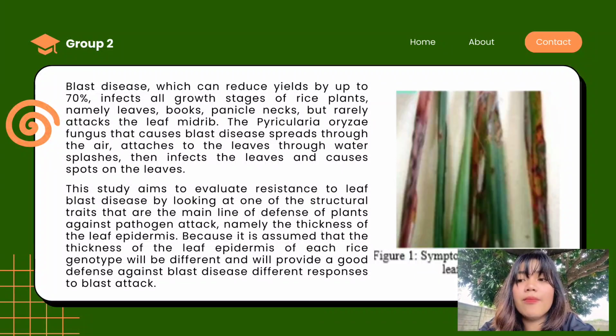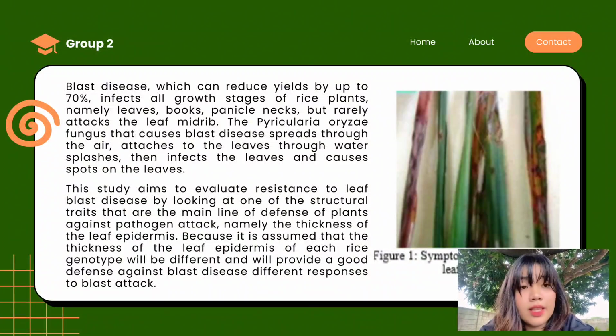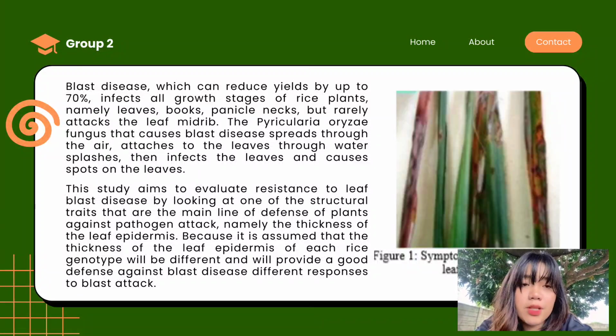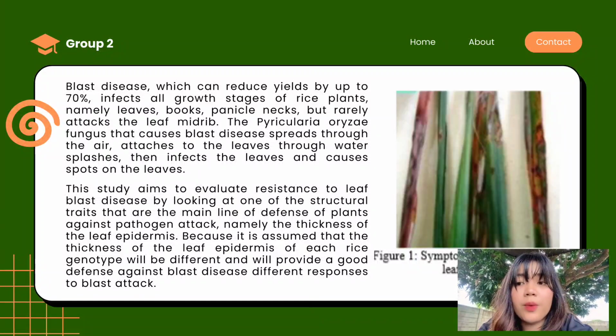It is namely the thickness of the leaf membranes or the epidermis, because it is assumed that the thickness of the leaf epidermis of each rice genotype will be different, that will provide a good defense against the blast disease. It differentiates the responses to blast attack.